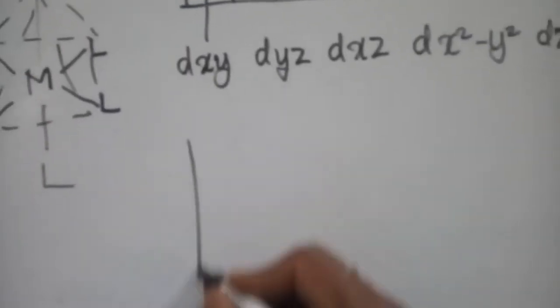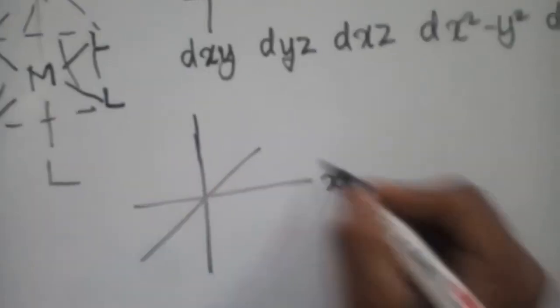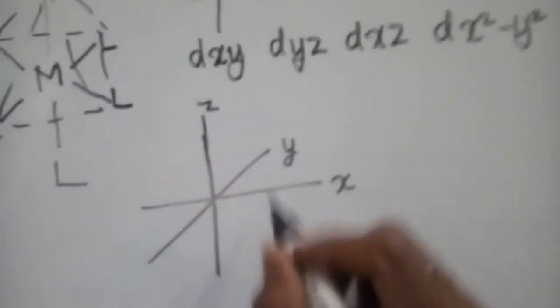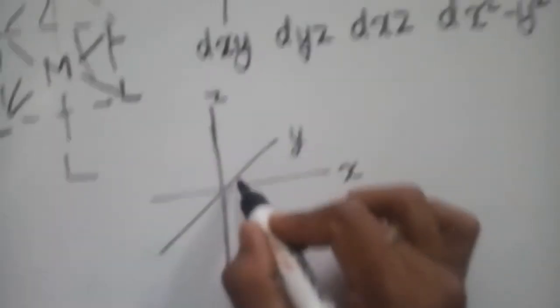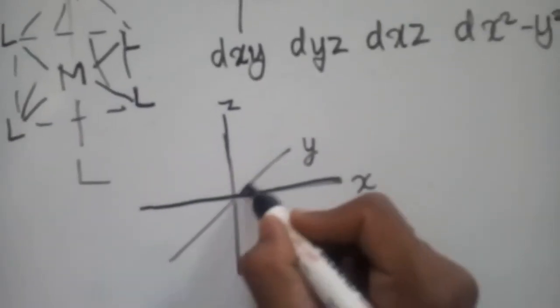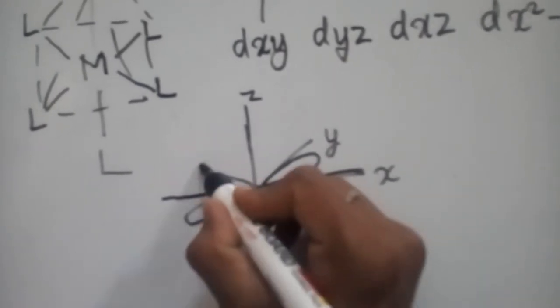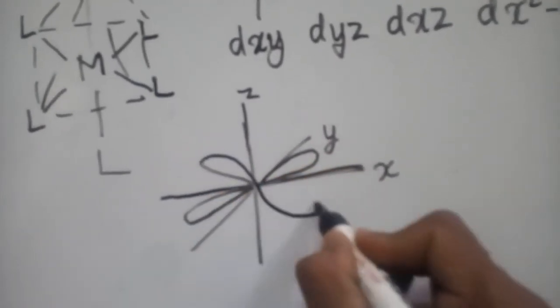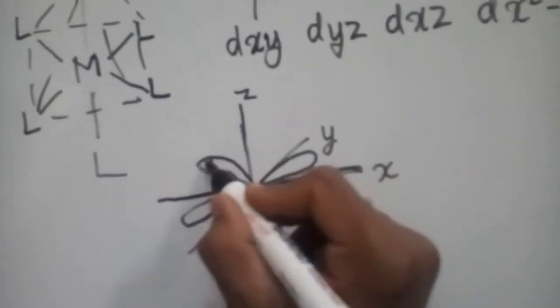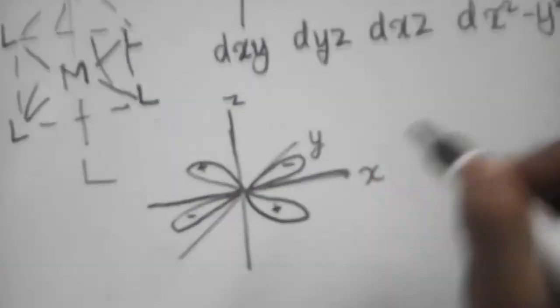First we will see dxy. This is the x, y and z axis respectively. The orbitals of dxy are between the axes, that is between the x and y axis. This is xy. Between the x and y axis there is dxy.